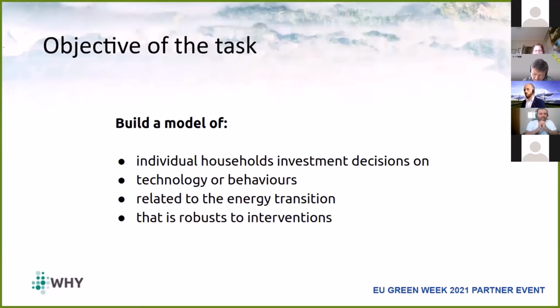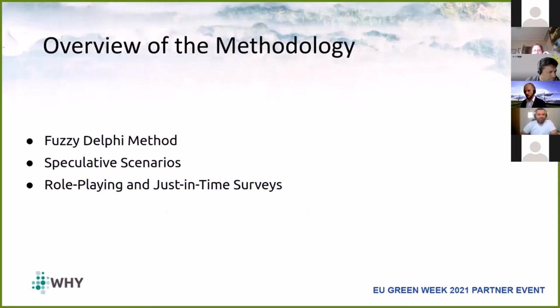So we wanted to make a model of individual investment decisions on technology or very important behaviors. It's not only investment in putting up a solar panel, but also in changing my type of use of the washing machine, or this type of thing. And all of the aspects related to the transition, the 4 aspects we have already mentioned before. And more important, it has to be robust to intervention, because we need to be able to simulate what is going to happen when we make an intervention, a policy or a technical intervention.